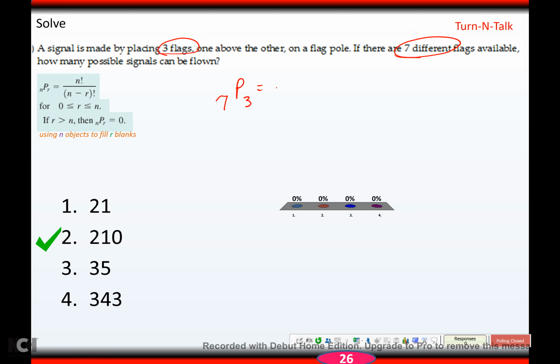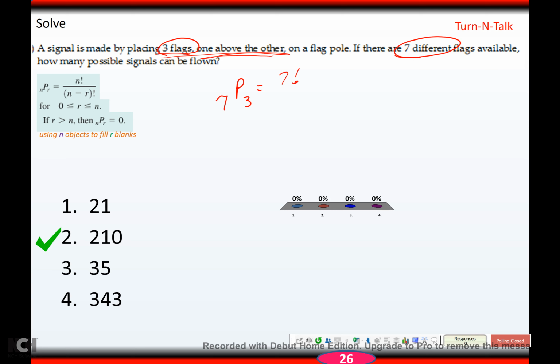By the way, in all of these examples, the order that these things happen in matters. We have a completely different formula when the order of the objects that you're taking doesn't matter. These matter. What order you put the flags in on the pole, if we care, then we use permutations. If we didn't care, then we would use a combination instead, which we're going to get to in a second. But right now, I care about the order that the flags go in. So I'm using a permutation.